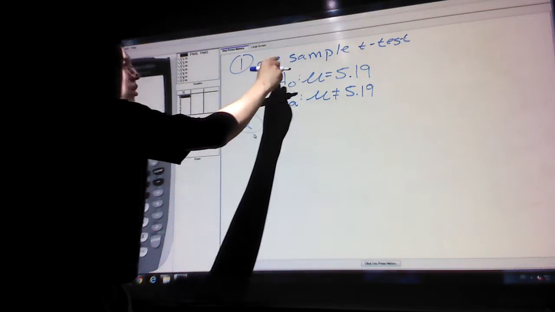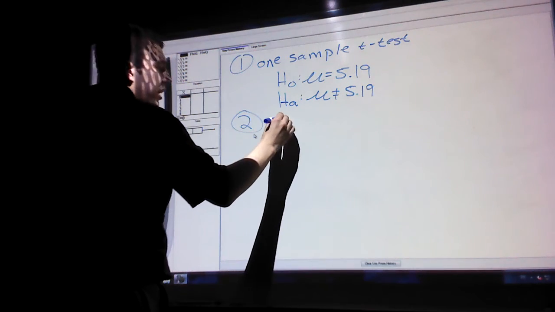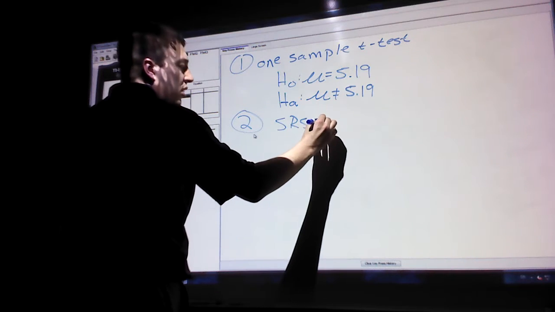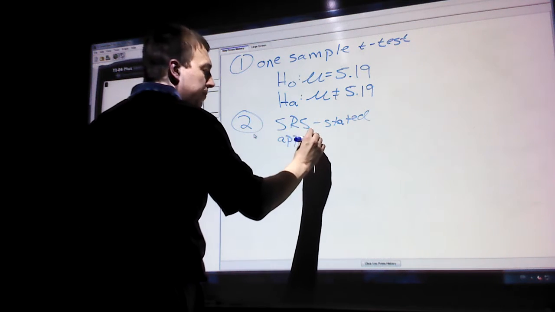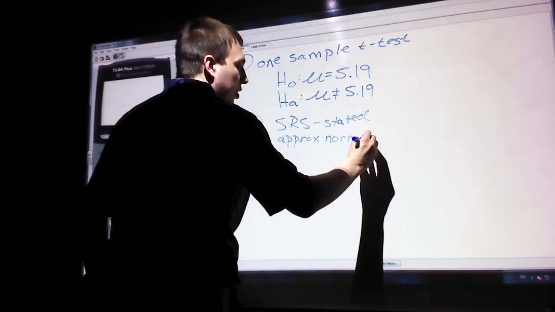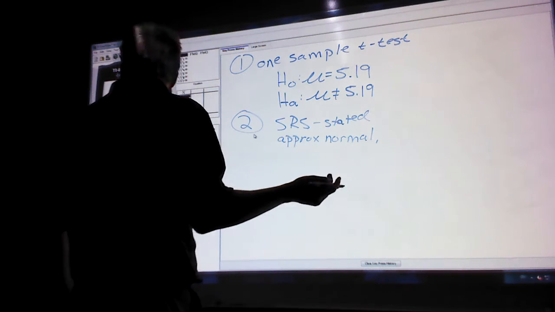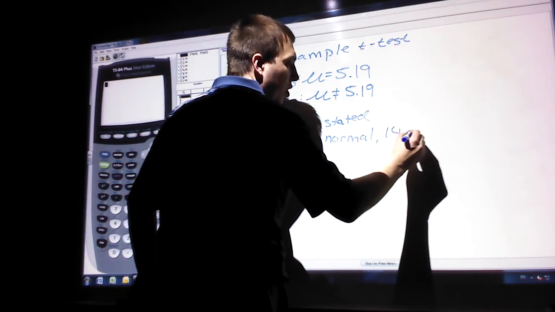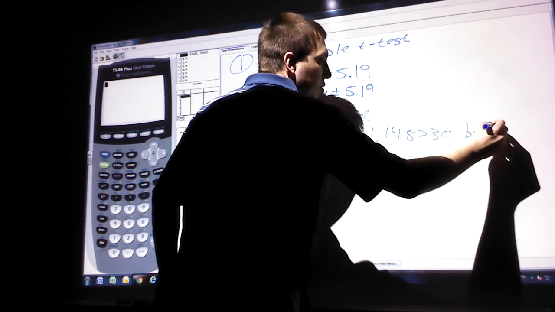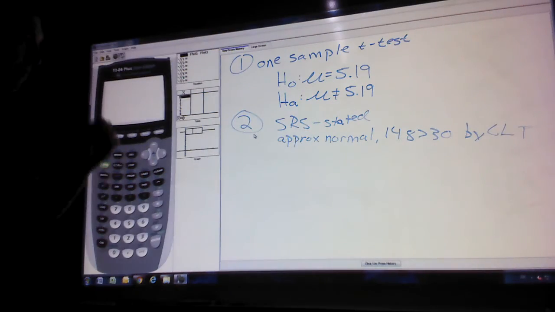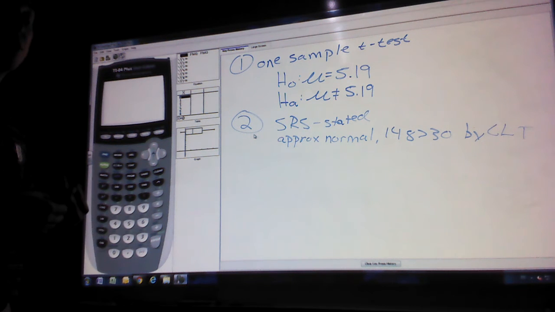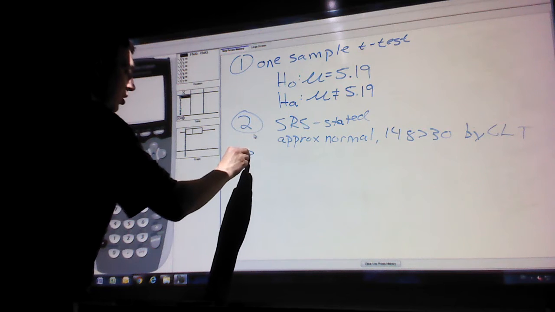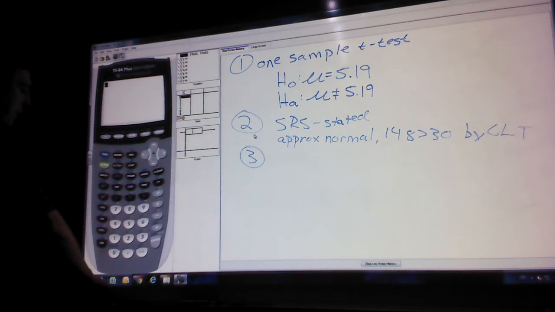Step 2 for a one sample t-test for the mean is we need to look for a random sample, and they said that we can count this as a simple random sample, so we will. It is approximately normal because n is greater than 30. I think they had 148, so 148 is greater than 30. And again, please do not put central limit theorem on your test. But that's what we're using. Otherwise, if they give you 15, you would have to graph it like we did in the last couple of chapters.